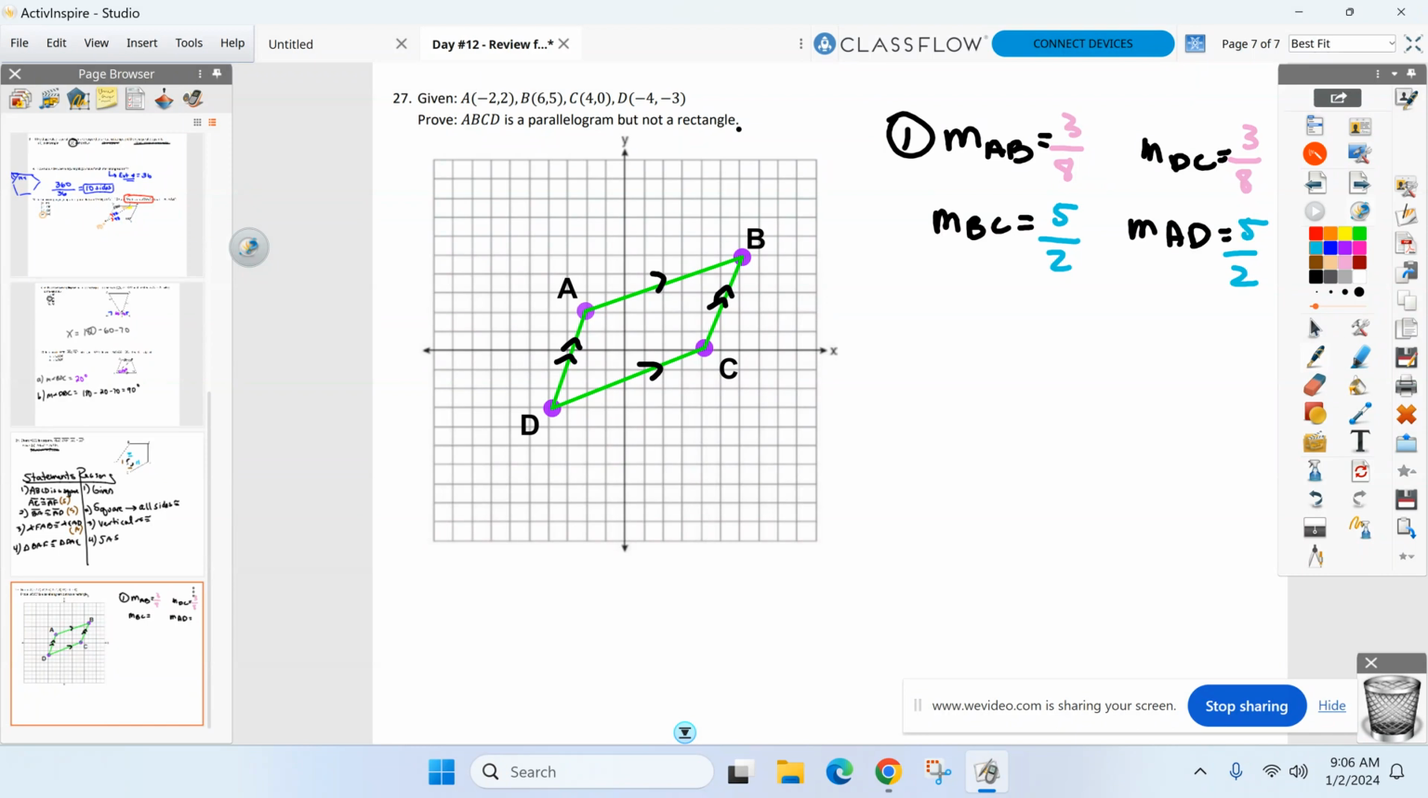All right, here we go. Step 2, and again, I need to see all this work here. Step 2, what did we just learn from step 1? We didn't learn it was a parallelogram. We haven't learned that yet. What did we learn about AB, DC, and BC and AD? What did we learn about those lines?